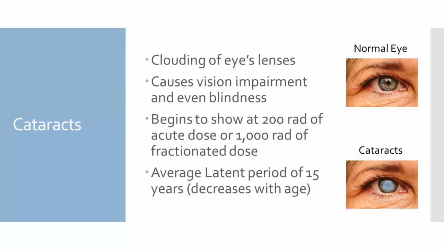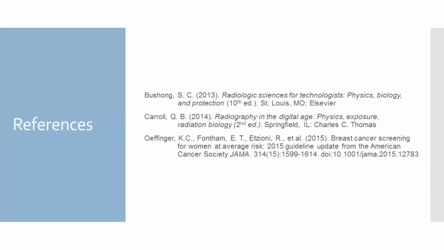For example, a 20-year-old exposed with 400 rads might develop cataracts 16 years after exposure, while a 70-year-old exposed with the same dose may develop cataracts after only a 9-year latency period. In the next video, we will discuss latent effects as related to genetic effects and the long-term effects of being irradiated in utero.